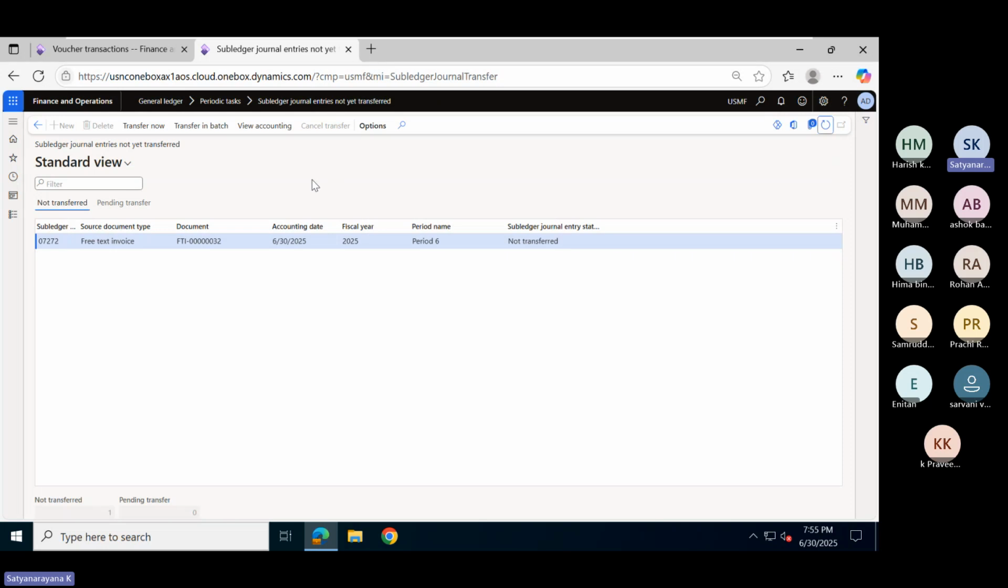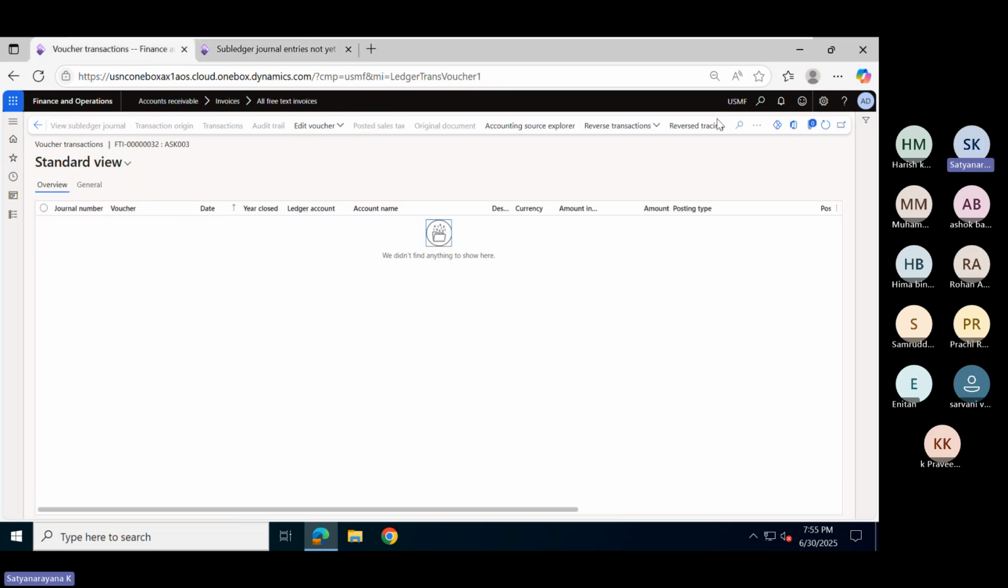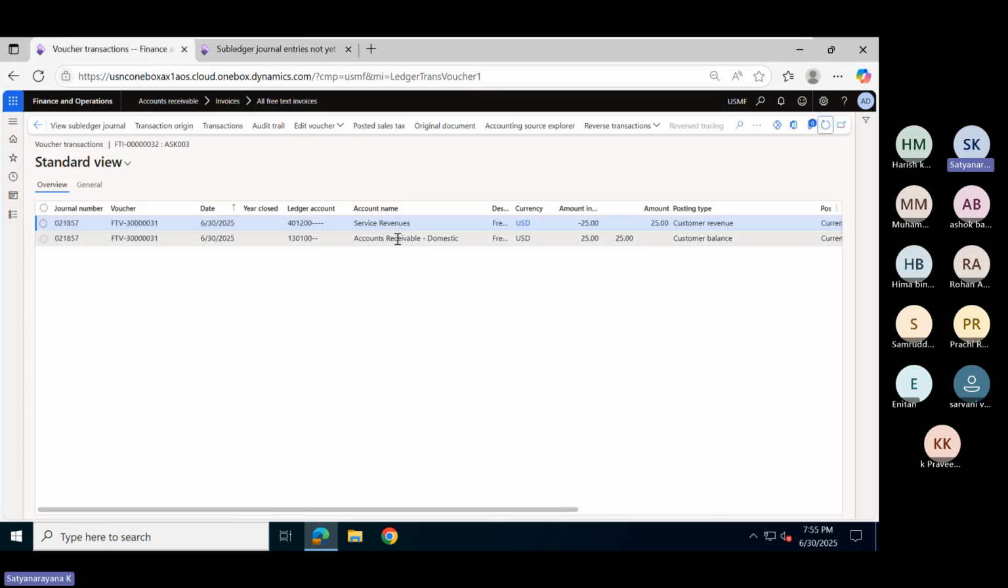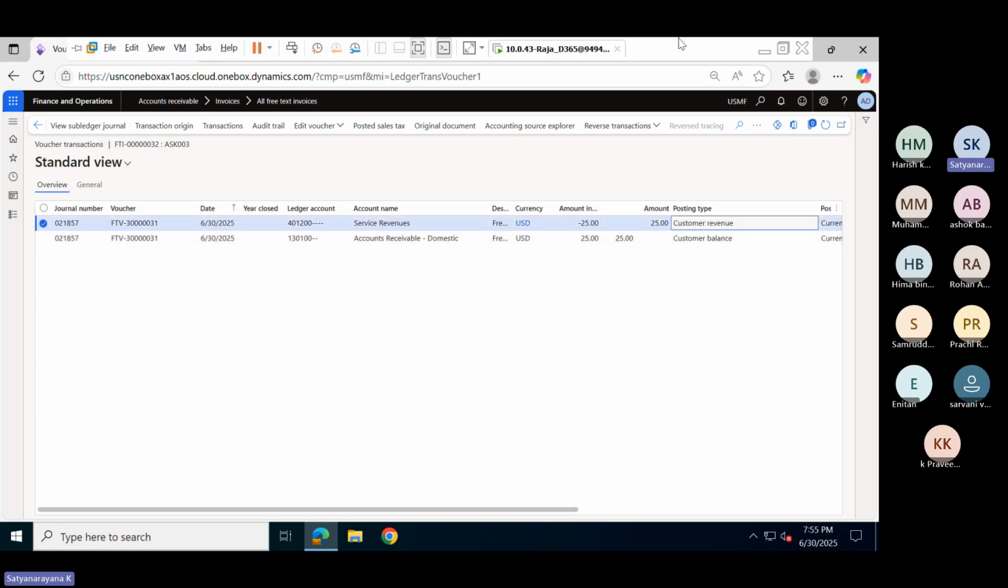But this is a practicing environment. In the practicing environment, it will not be transferred immediately. You need to click on transfer now. Then the voucher will be showing here. Customer balance account debit to revenue account credit.